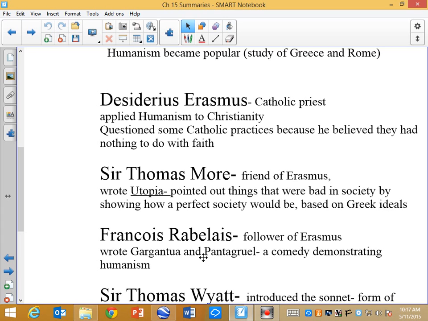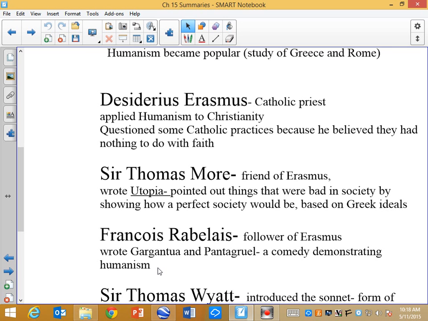He was not in the church, but he was more of a philosopher. He thought about things, tried to figure out how things could be done better. And one of the things that he's well known for is that he wrote a piece called Gargantua and Pantagruel. And it was a comedy. It was meant to be funny. And kind of like what Erasmus was doing up here, he was pointing out how bad things were by demonstrating how good things could be based on information that they knew from the ancient Greeks.